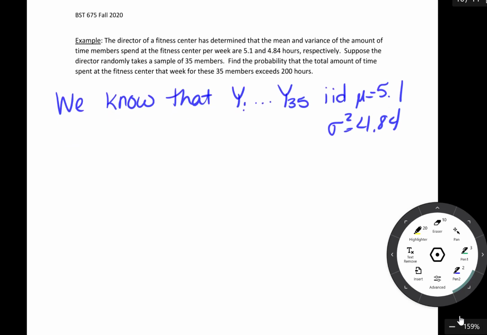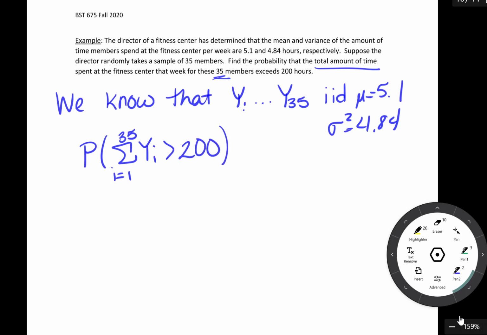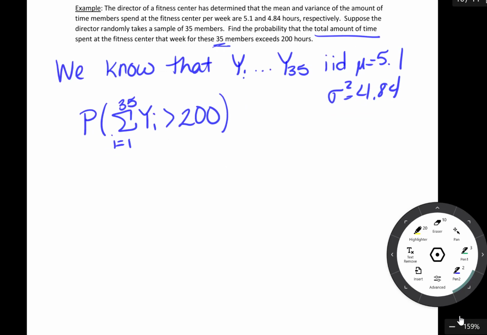Now notice the question here is really in terms of total amount of time spent. The other thing is we are going to have a sample of 35. Again, that exceeds our rule of thumb of 30, so we're going to assume it's okay to apply the central limit theorem. So really what I'm interested in here is the sum of the yi's, and I want to show that that sum exceeds 200. That's really what I want to prove. But I don't have a theorem, up above, or at least in our notes, that tells me about the sum of the yi's. I do have a theorem that tells me about the probability of the y bars.